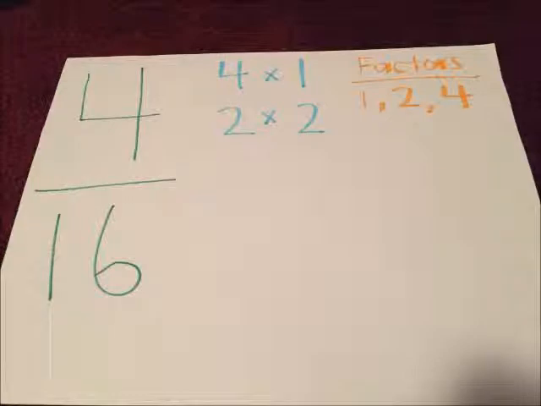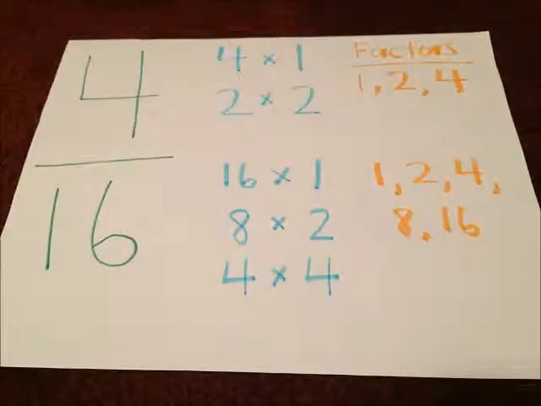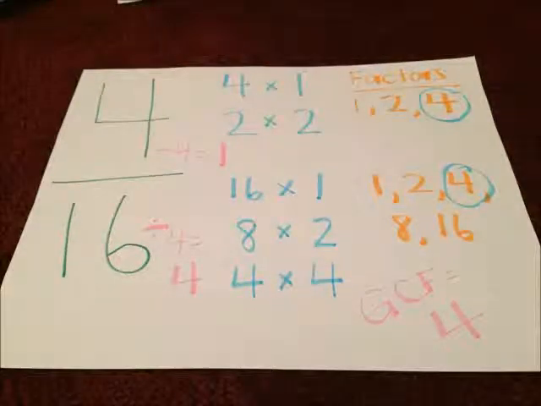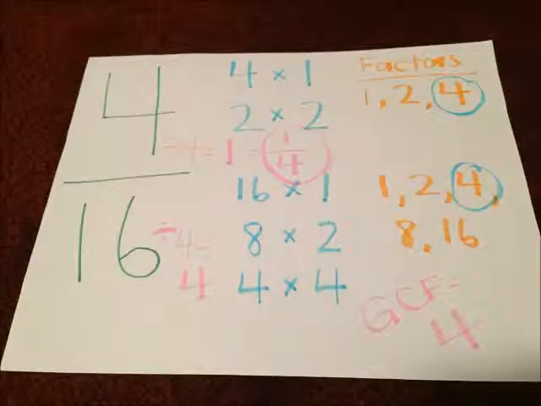4/16. First, let's list the factors of 4. We just did this, so you should remember 1 times 4 and 2 times 2. Then list the factors of 16. There's 1 times 16, 2 times 8, and 4 times 4. The biggest number that makes an appearance in both lists is 4, so you divide both 4 and 16 by 4. This leaves you with 1/4.